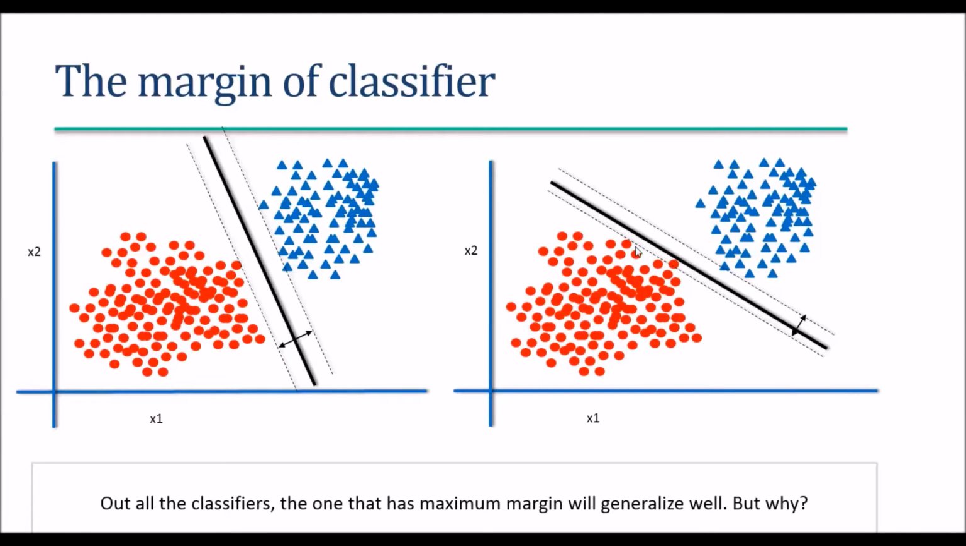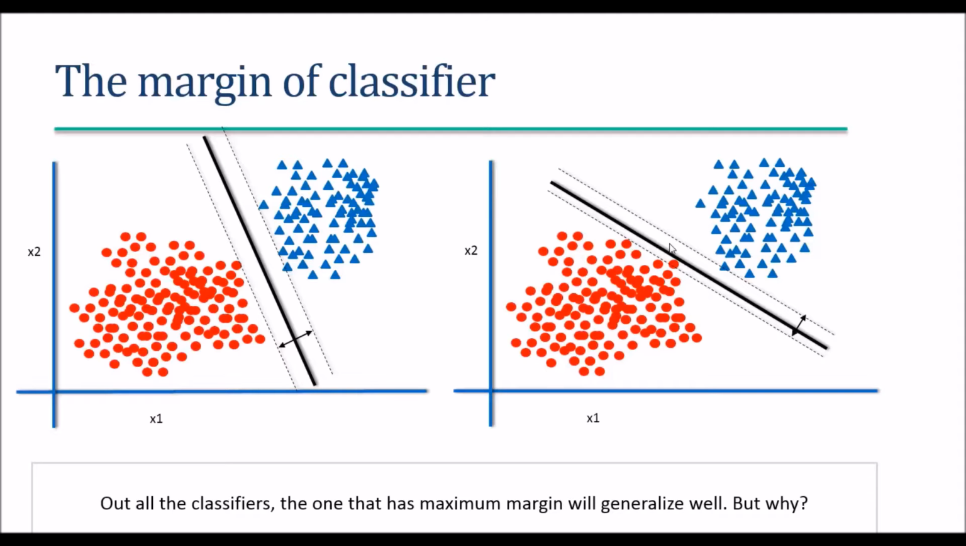So look at these two classifiers. This is classifier 2, this is classifier 1. If you see the margin, what is margin? It is the distance from the classifier to the nearest data points. Looks like classifier 1 has a large margin, and classifier 2 has a slightly lower margin. Now the classifier that has the maximum margin does a good job of generalizing, or it's a good model compared to the one which has a smaller margin.